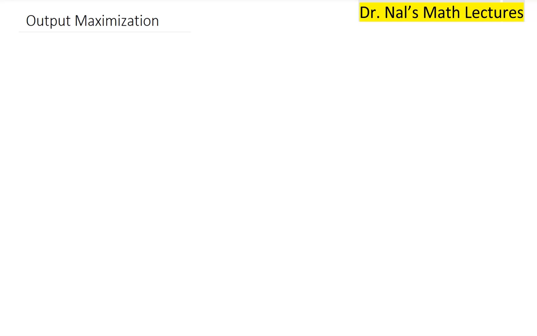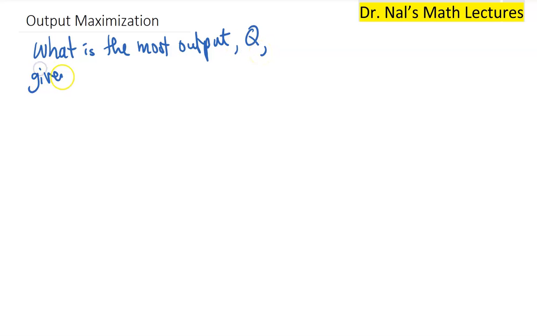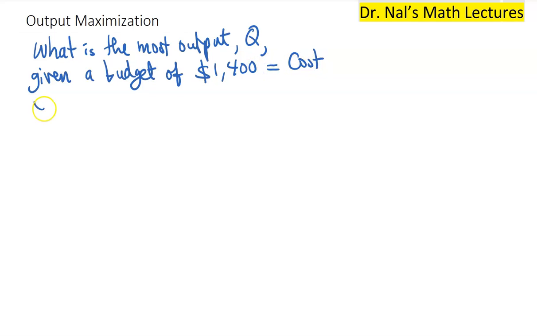Now consider the following output maximization problem, which is another type of constrained optimization problem. The question is to find the most output, which we usually represent with the letter Q, given that we have a budget of, say, $1,400. When I say budget, what I really mean is cost here, right? So this is the cost and technology. So what is the production technology that we use?